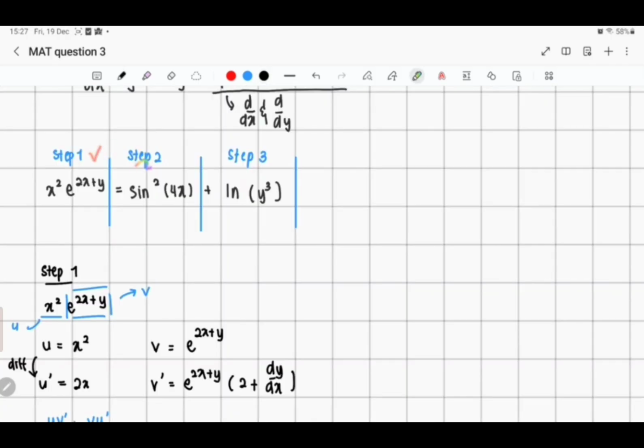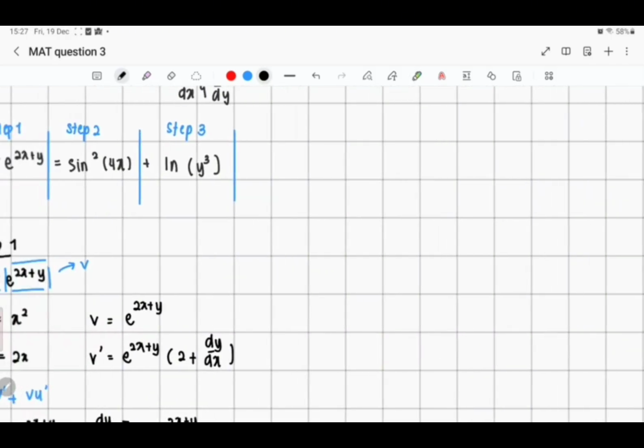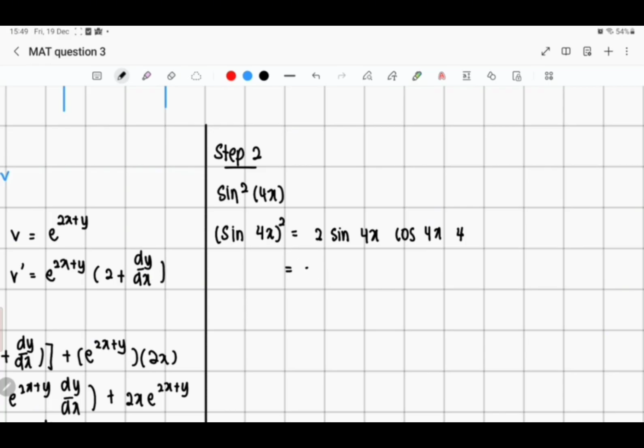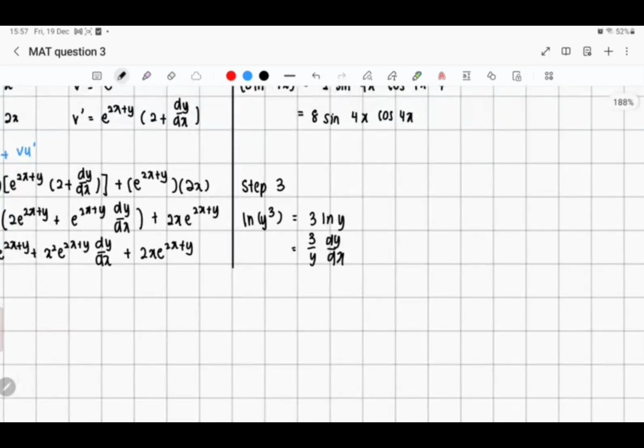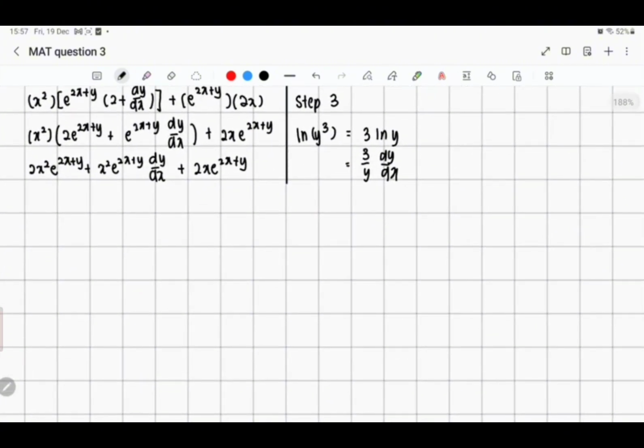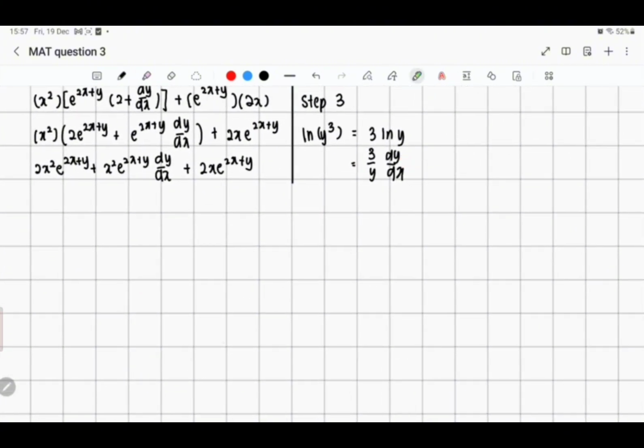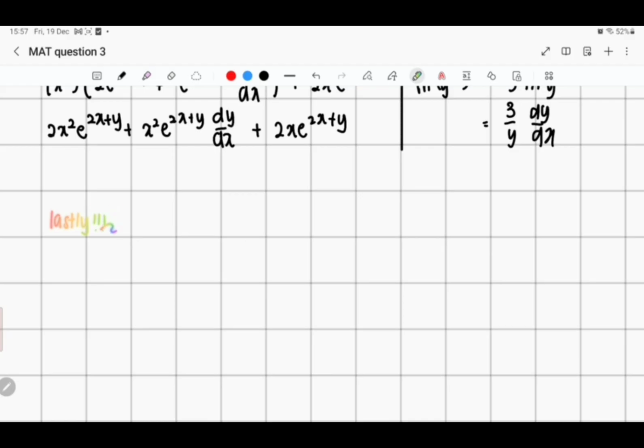And let's move on to step 2, which is sin squared 4x. We need to write sin 4x squared, and then we expand it and we will get 8 sin 4x cos 4x. Lastly, for step 3, we will get the answer 3 over y dy over dx. Lastly, we combine all of the answers.